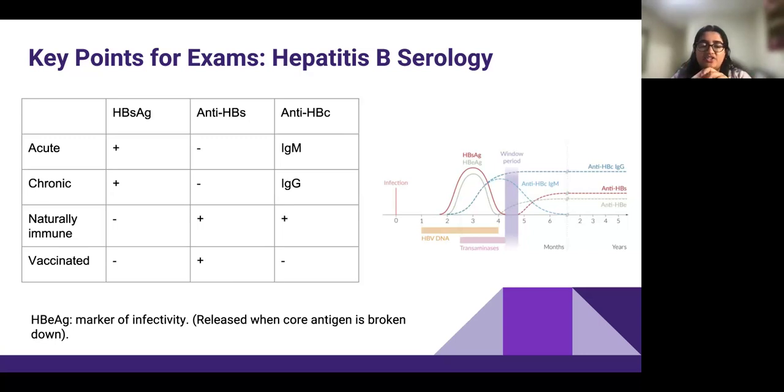And another thing to look out for is HBe antigen. I don't know why it's not even the same letter, but I just think E for infectivity. It's basically released when the core antigen is broken down. So it's like another layer of the antigens, and the more there is, the more it means that the core antigen is being broken down, the higher the infectivity of the person with hepatitis B.